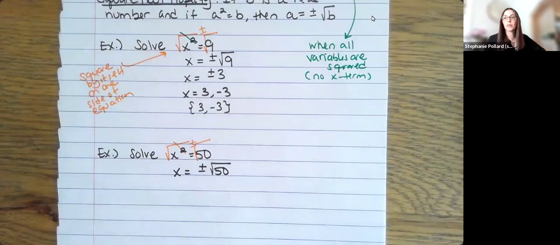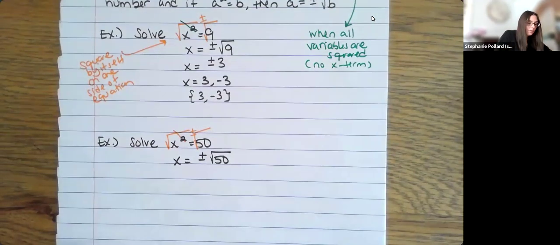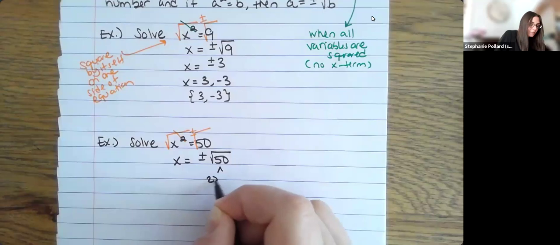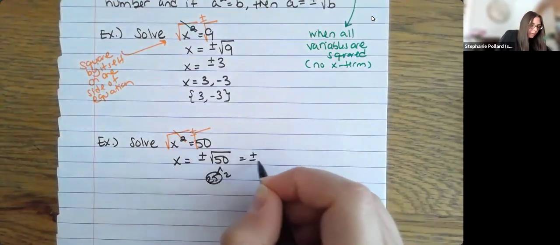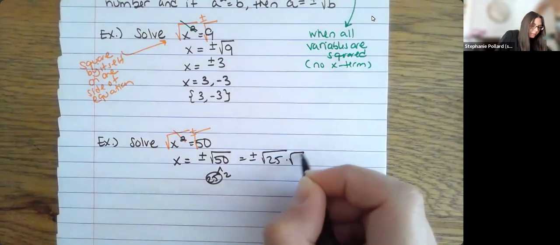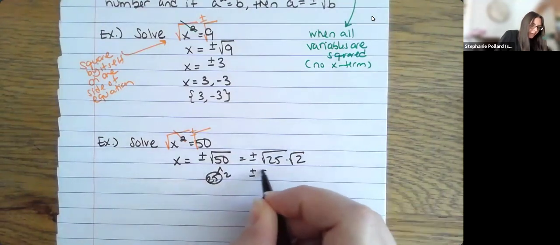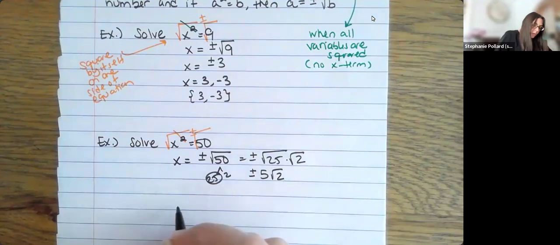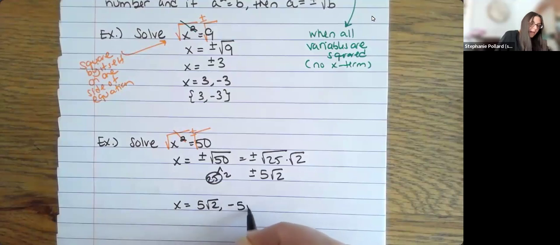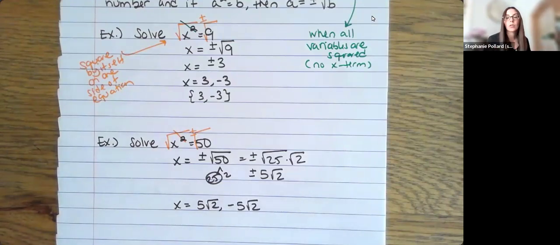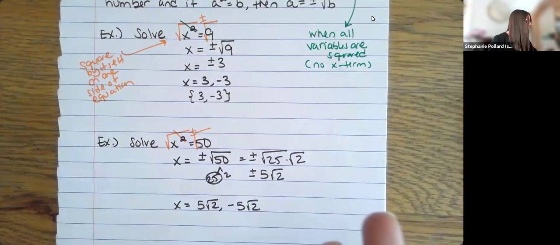Now, 50 is not a perfect square, but I would see if I could simplify this at all. 50 is 25 times 2, and 25 is a perfect square. So I can at least break this down a little bit. That becomes 5 root 2. And again, you have two answers. So you have positive 5 root 2, and you have negative 5 root 2 here. So two answers when solving quadratics like this, using that square root property.